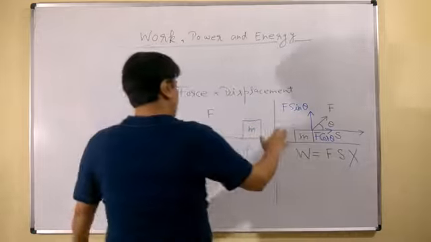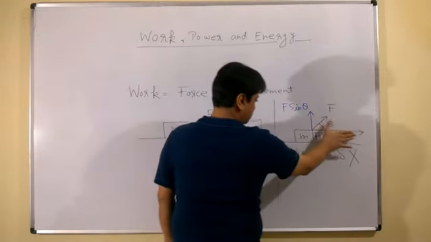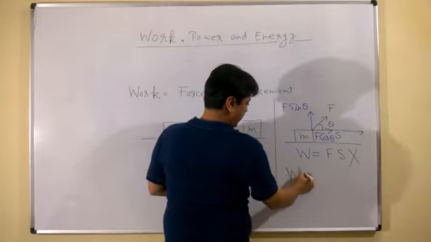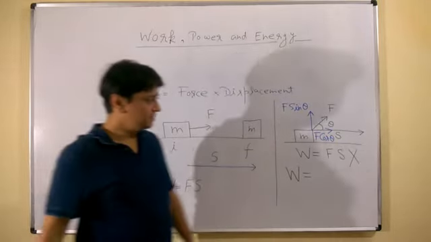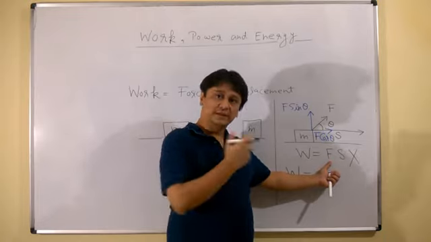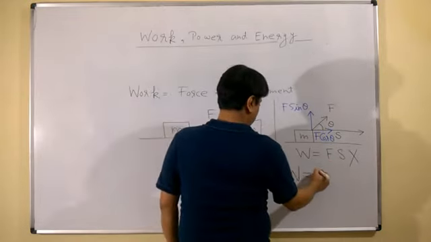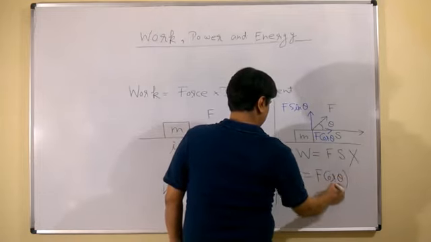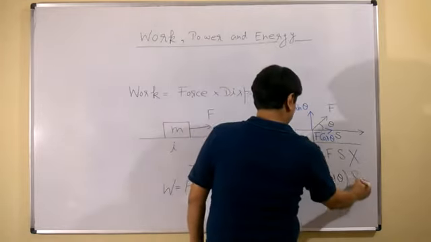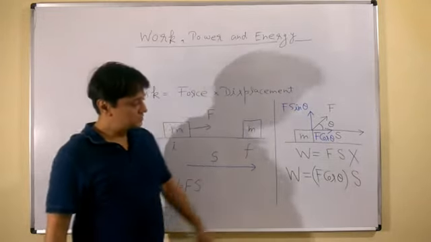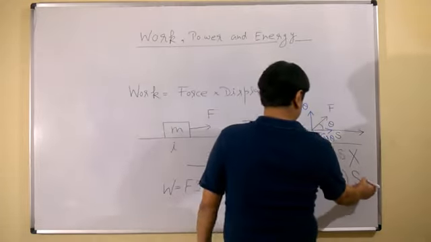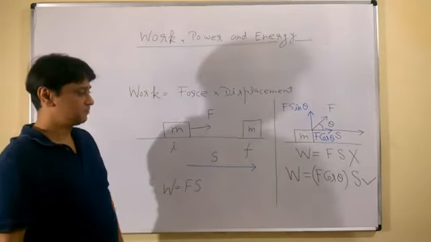Good. We can see that this displacement is because of F cos theta, and therefore when you write work, instead of saying that the entire force F is involved in doing that work, we see that only the F cos theta component is responsible for the displacement, and therefore work is F cos theta multiplied by S. F cos theta multiplied by S.